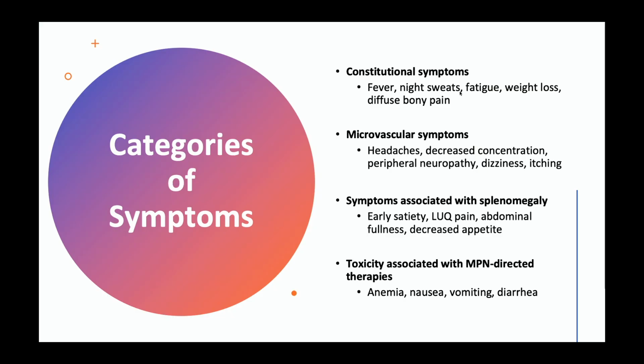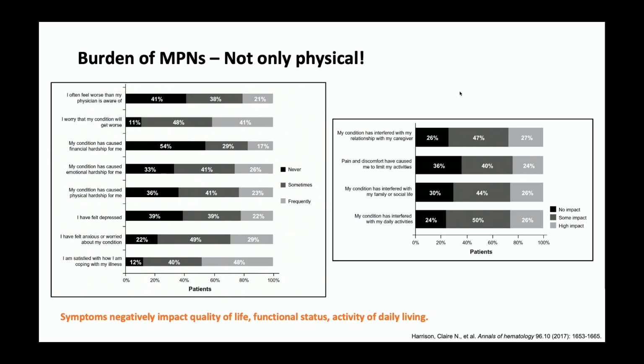People get microvascular symptoms, where the little vessels get clogged up and people get associated symptoms from that. So you can see headaches, trouble concentrating, which is obviously tough for a lot of folks, peripheral neuropathy, dizziness, and then itching. You can get symptoms associated with having a large spleen. You can imagine if the spleen is big, it takes up space and people get full faster when eating, and you can have decreased appetite. And then you can also get, as a fourth bucket, toxicities related to your therapies. So as we think about these questions, we're going to go through that.